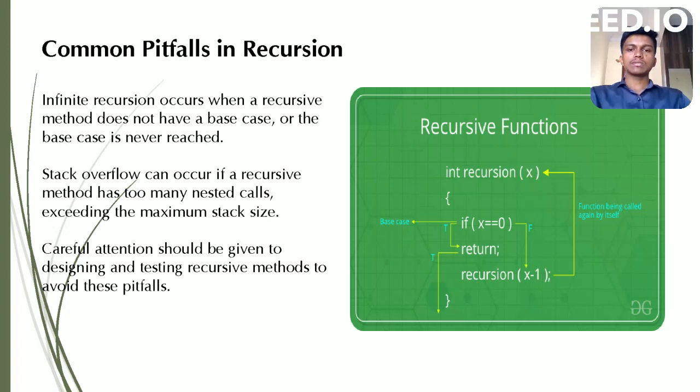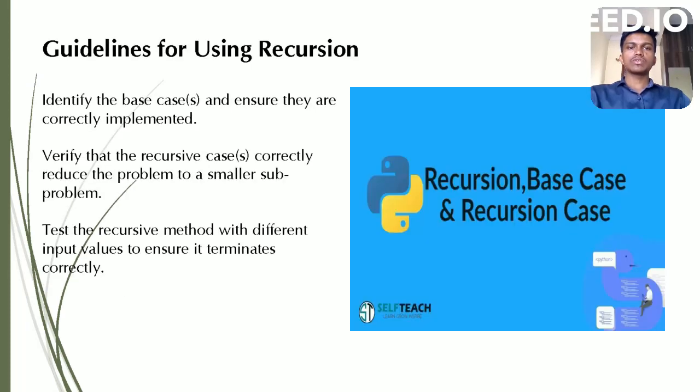Incorrect base case. If the base case is not properly defined or doesn't cover all possible scenarios, it can result in incorrect or unexpected behavior. Guidelines for using recursion. Identify the base cases and ensure they are correctly implemented. Verify that the recursive case correctly reduces the problem to a smaller subproblem. Test the recursive method with different input values to ensure it terminates.